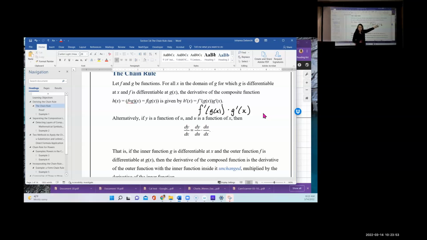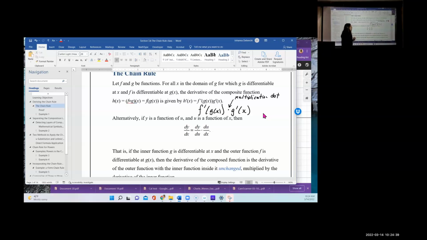Then this is a dot. This is a closed dot, which is not the same as the circle notation. This is a dot meaning multiplication, and I multiply it by the derivative of the inside function. So this dot is a multiplication dot, not an open circle. All right. So it's derivative of the outside, substitute the inside, times derivative of the inside function. Derivative of the outside function, substitute the inside function, times derivative of the inside function.